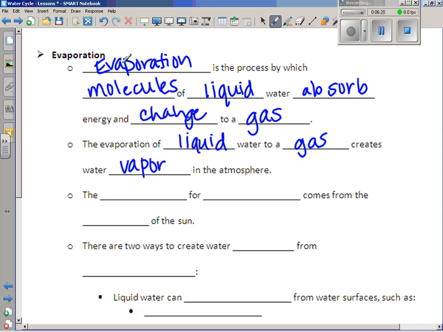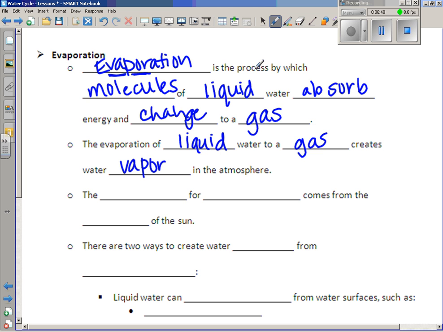So let's go back up and look at the word evaporation. It even has vapor in it. So let's underline where it says vapor within the word evaporation. And in your head you can think, oh, that's right, it turns from liquid to a gas, and that gas that's created in this step is called water vapor.